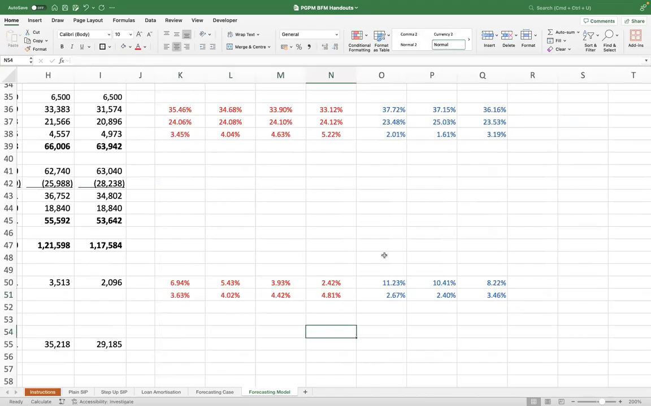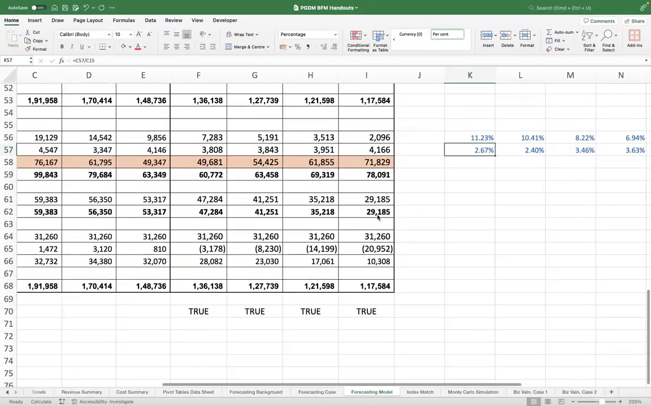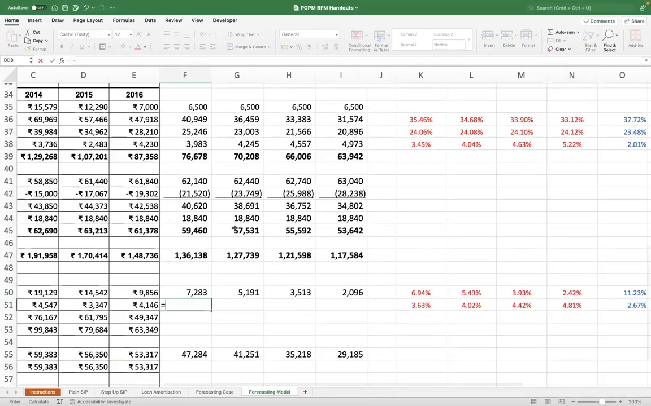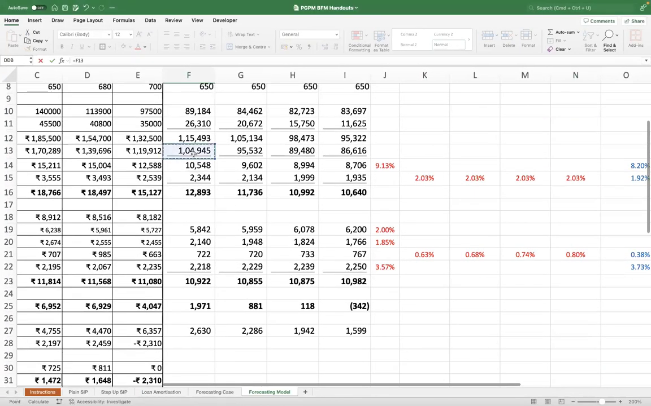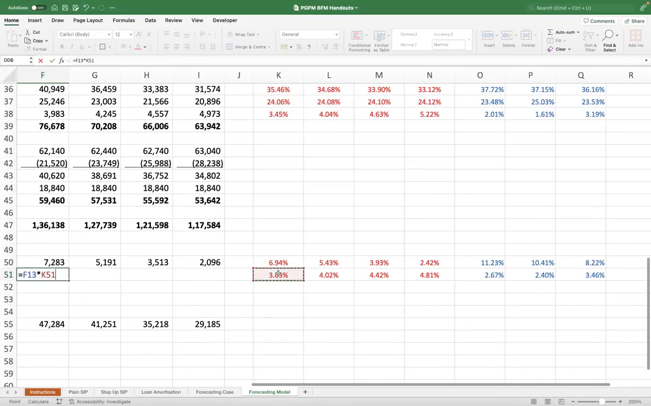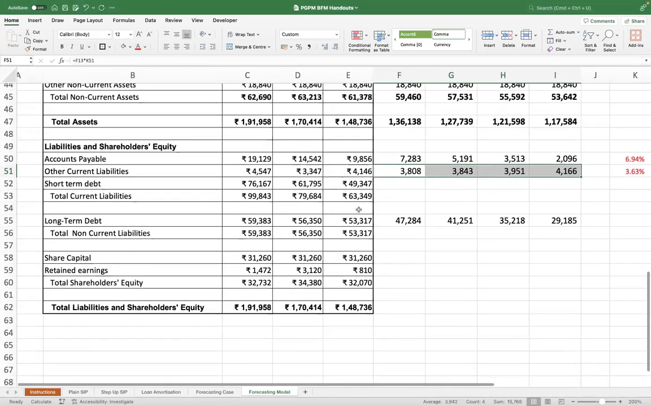So you will get this 3.63, 4.02, 4.42, and 4.81. And after that, just multiply your cost of sales for that year into these percentages. So you will get your other current liabilities also. Easy exercise, nothing much. So we are done with this.